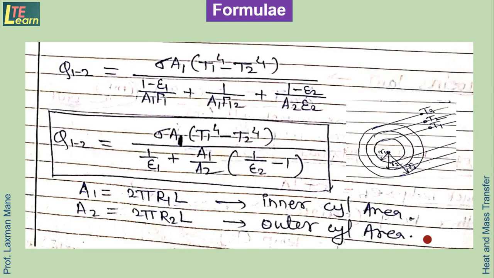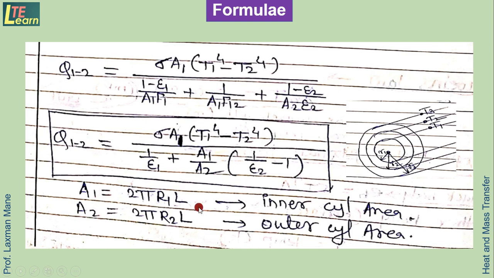So, for the concentric cylinders, the formula of heat exchange is taken from the theory, that is sigma into A1 into T1 raised to 4 minus T2 raised to 4, divided by these three resistances. By arranging the terms, this is a modified formula.